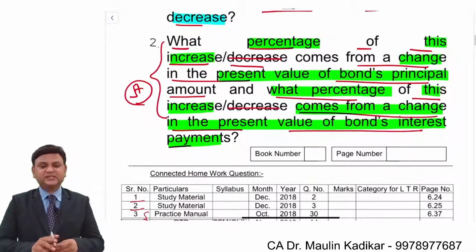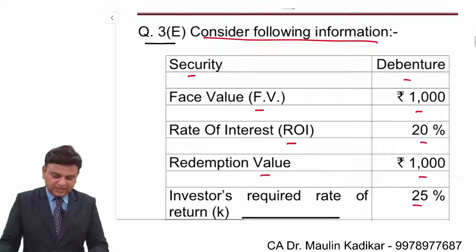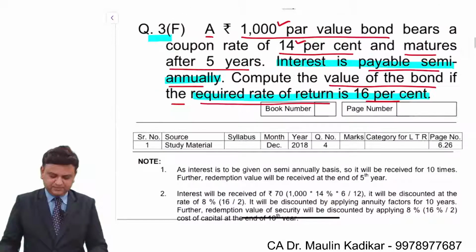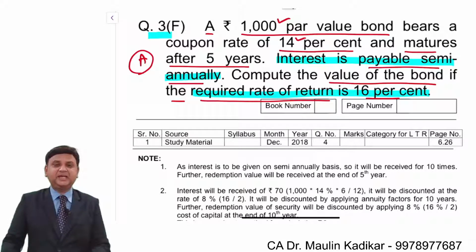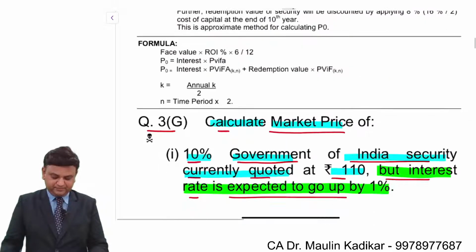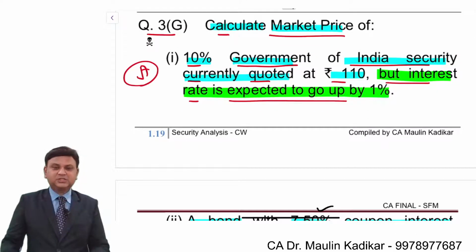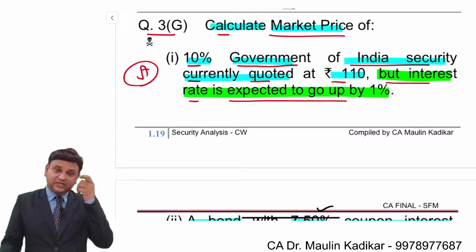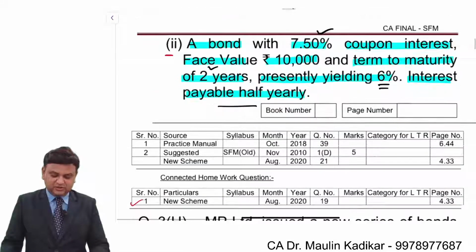Why? Because understanding the language of the question becomes difficult for students a number of times. 3E, C category, not at all important. 3F is an important question because of the semi-annual interest payment. 3G is again an important question because interpretation of the question is important. What the question wants to say is something that, a number of times, I have observed students are not able to understand.